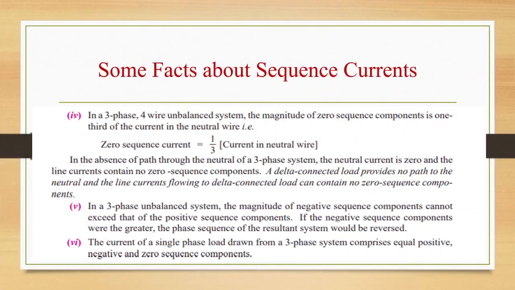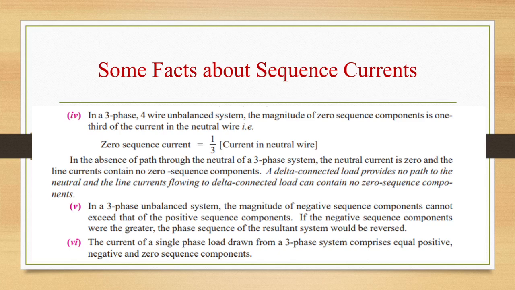Next point: in a three-phase four-wire unbalanced system, the magnitude of the zero sequence components is one-third of the current in the neutral wire. That is, zero sequence current is one-third of the current in the neutral wire. So in the absence of a path through the neutral of a three-phase system, neutral current is zero and the line currents contain no zero sequence components. A delta connected load provides no path to the neutral, and the line currents flowing to a delta connected load can contain no zero sequence components.